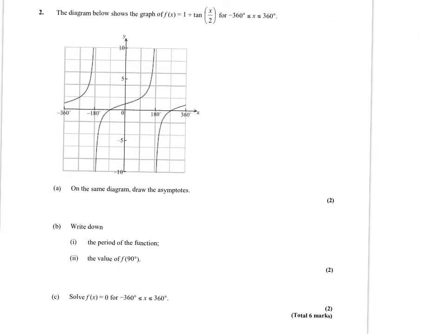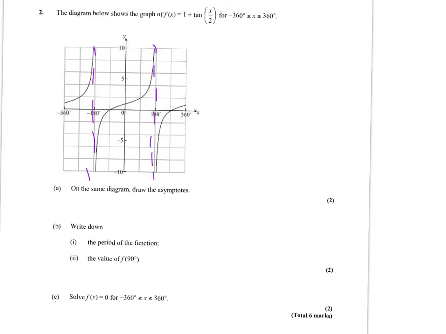Okay, so let's go ahead and look at a tangent problem. So they give us the equation right here, y equals 1 plus tangent of x over 2. And they give us the graph, and they want us to draw in the asymptotes. So this is kind of a gimme problem because we can definitely see where those asymptotes are. Okay, and so we can draw those in.